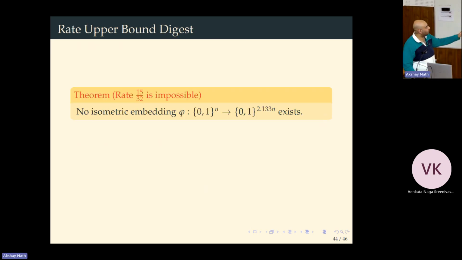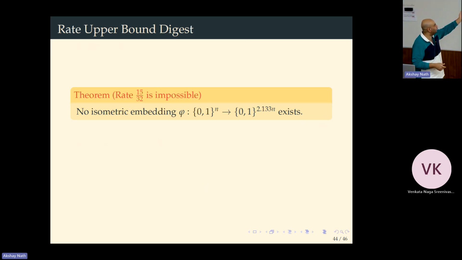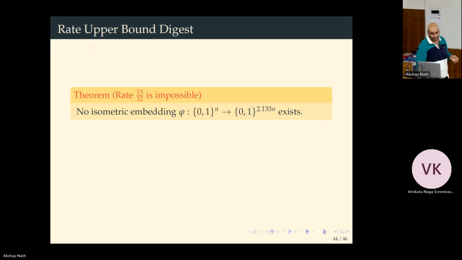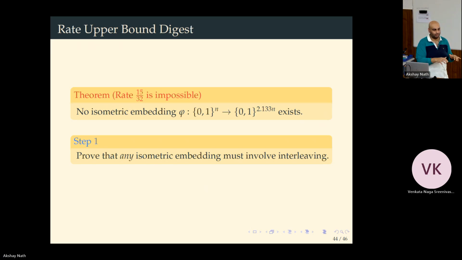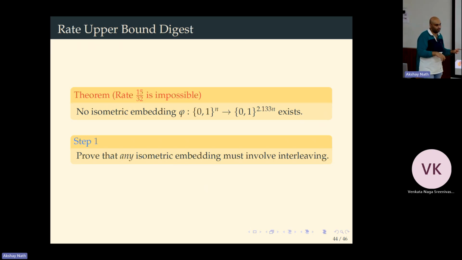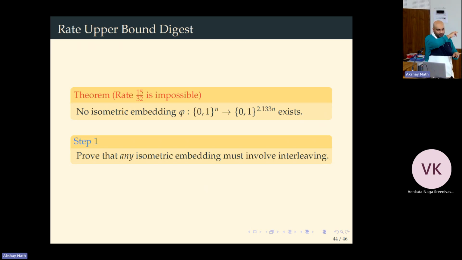Now I want to talk about the impossibility result, that you can't get half. In fact, you can't even get 15/32, which is less than half. And to prove this result, the first thing that we prove, step 1, is that any isometric embedding must look like padding. This is a very strong statement. What it's saying is that there is no other non-trivial thing. You can't just combine a few of the input bits and write a bit. None of these work. It must look like padding. So it must be like you take some fixed string and interleave it with the input string. It's a very strong result.